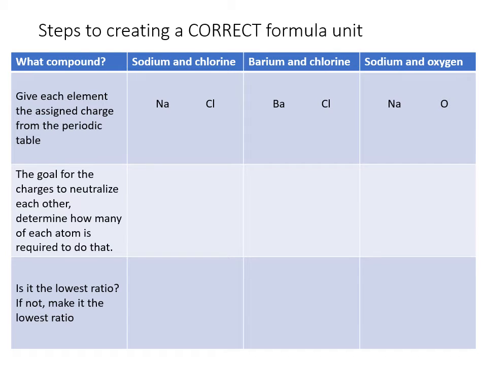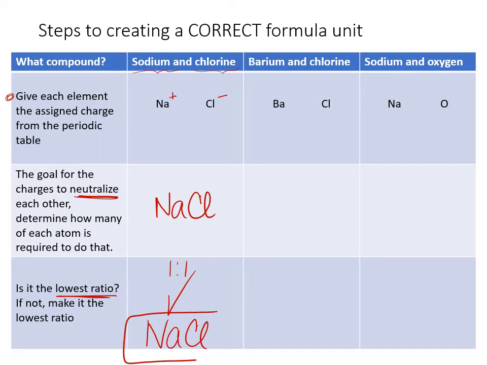Now, here's how we create the formula unit. The first thing we do is give each element the assigned charge from the periodic table. So if we put sodium and chlorine together, we give sodium a plus and chlorine a minus. We want it to neutralize each other. We've got a 1 plus and a 1 minus, so we only need one of each. So we can say NaCl. Is it the lowest ratio? Well, it's a 1-to-1 ratio, so yes, the formula is NaCl. That may have been too easy. Let's go to the next one.